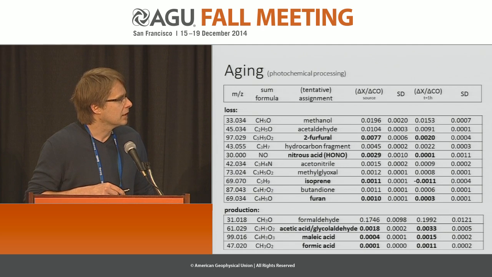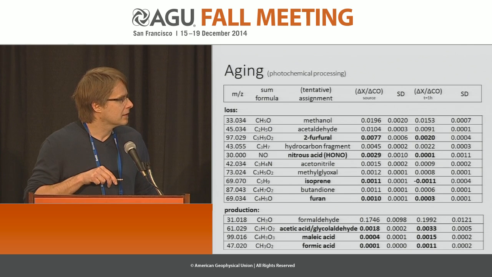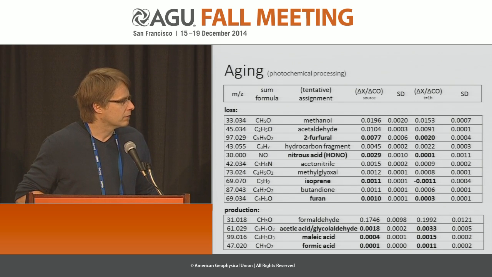So it's 2-furfural, and I will go back to this one a little bit later. It shows more than a factor of 3 loss on the way downwind. Nitrous acid, of course, is rapidly photolyzed. We have isoprene and furan. And the compounds that are being formed are formaldehyde, acetic acid, glycolaldehyde, maleic acid, and formic acid.